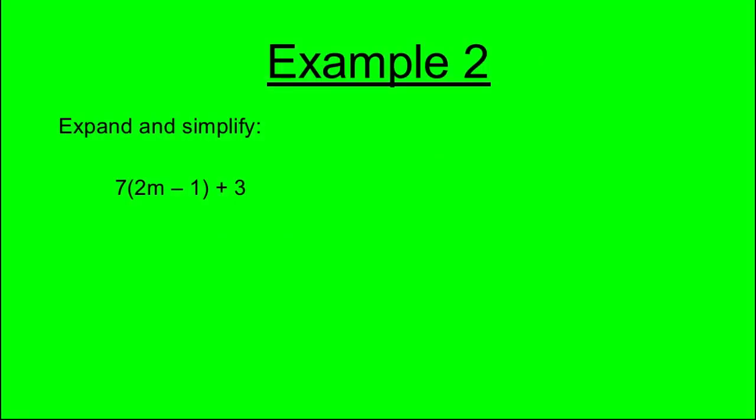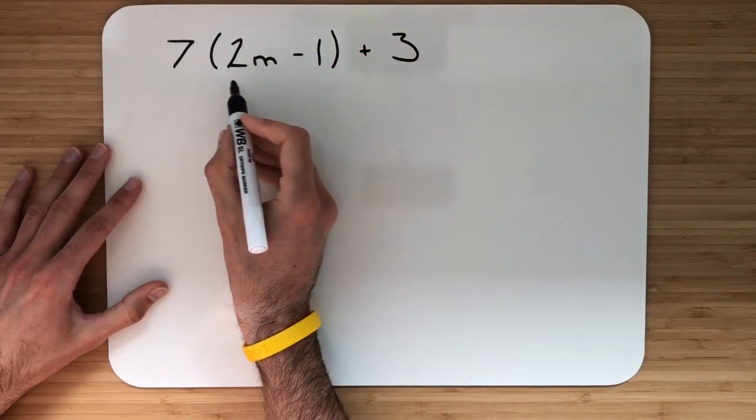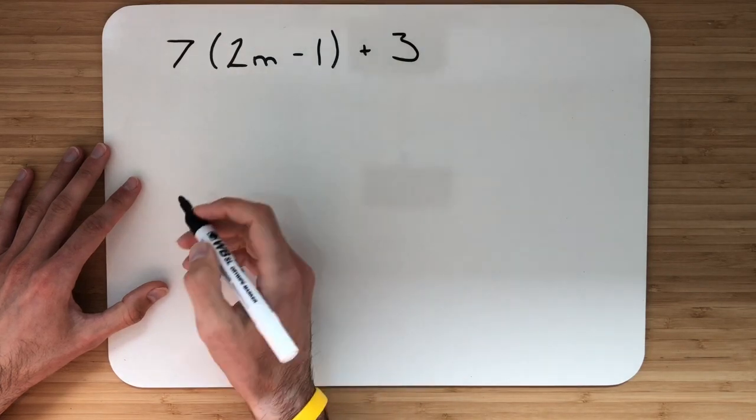Example 2. Expand and simplify 7 bracket 2m subtract 1, add 3. In our second example, we're going to do the exact same thing. We'll multiply everything inside of the bracket and then simplify.